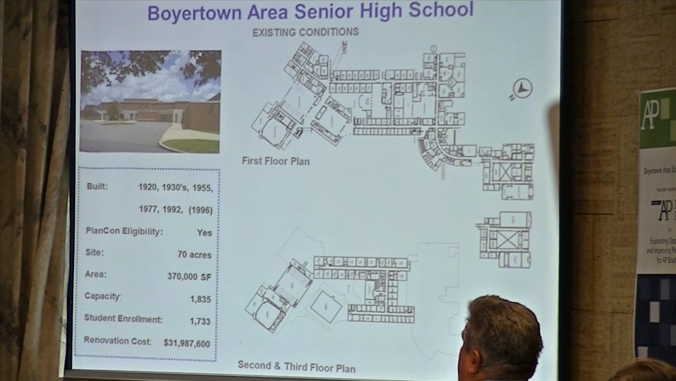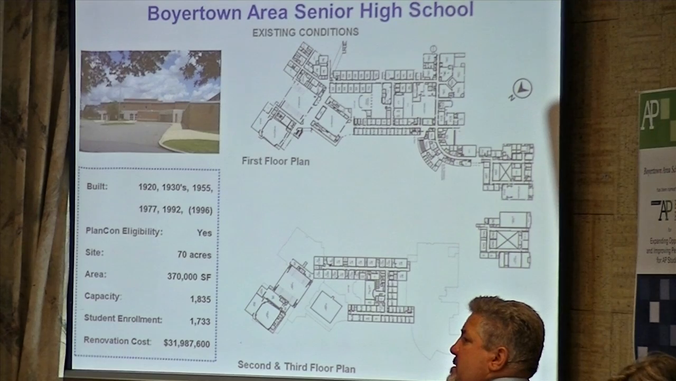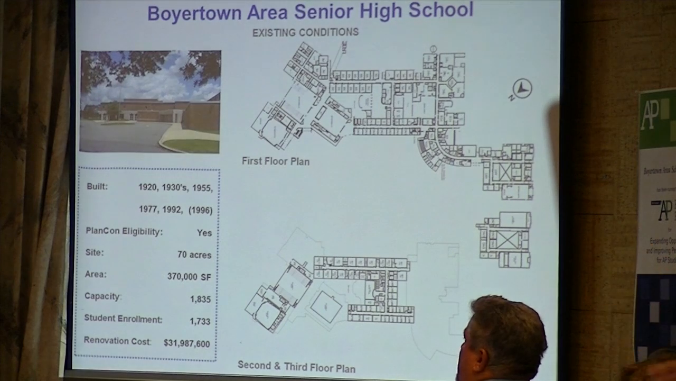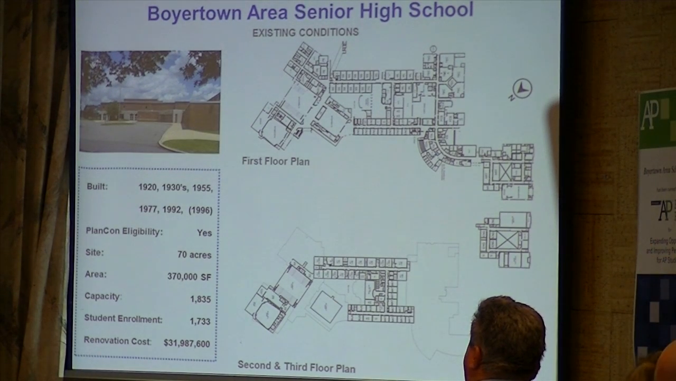The renovation cost of the existing building to do new systems in the building, as you can see here, was about $32 million to renovate the existing building. Construction costs without any additions at all, and this came out of our study. Mark? Yes. By existing building, you mean as it is now, including the old section? Including everything. Yes, in the study we had it was built in 1920, addition in the 30s, addition in 55, addition in 1977, an addition in 92, and a renovation in 96.